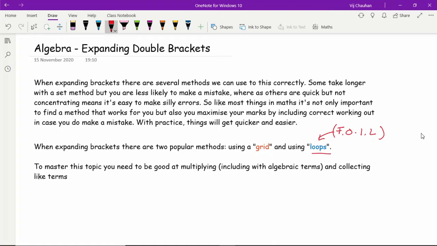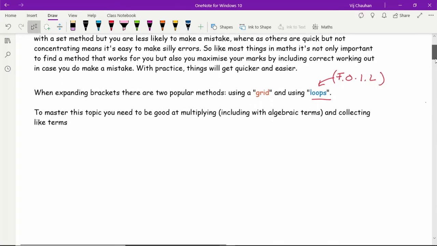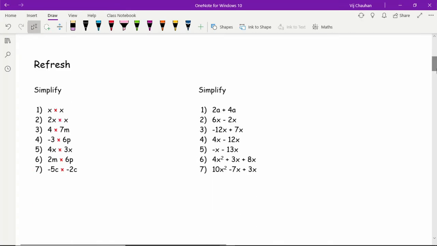Now, to master this topic, you will need to be good at multiplying, including using algebraic terms, and collecting like terms. Before we move on to expanding brackets, let's have a look at those two topics. So looking at the refresh, if you want to have a go at working these 14 questions out before I go through them, that's entirely up to you. However, I'm going to go straight into working through the answers.